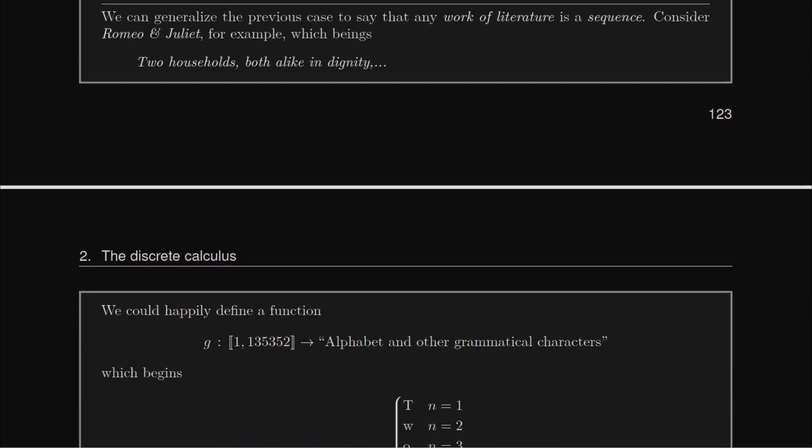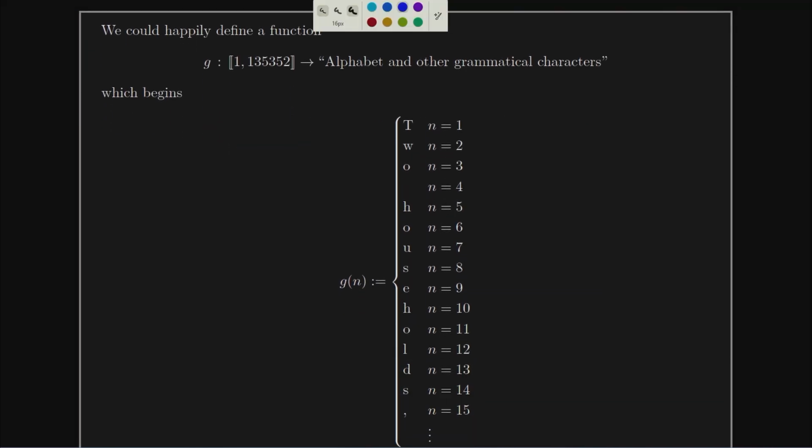So we can also generalize this to say that any work of English literature is a sequence. I've just grabbed Romeo and Juliet here, for example, which begins "two households both alike in dignity." And of course it continues from there. We could arguably define a function. I actually counted how many characters, including spaces, are in the entire play of Romeo and Juliet. Turns out there's 135,352 characters there. Not people characters, but English letters and spaces and commas, etc.